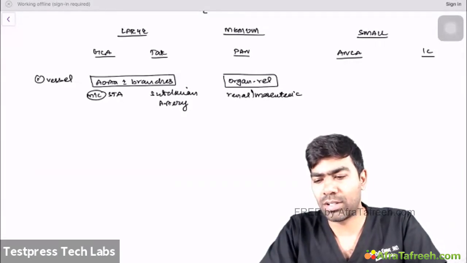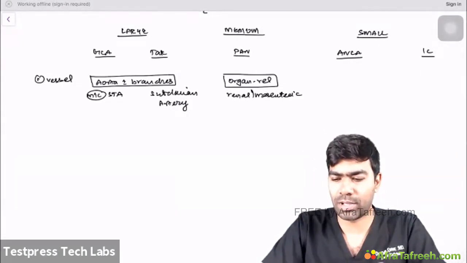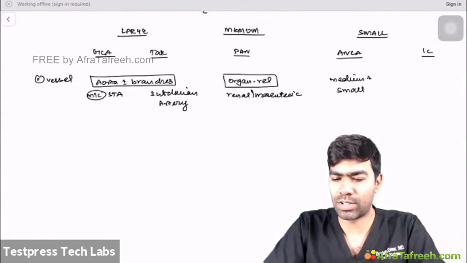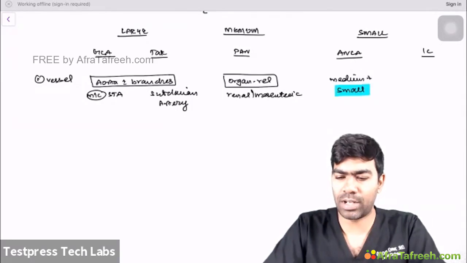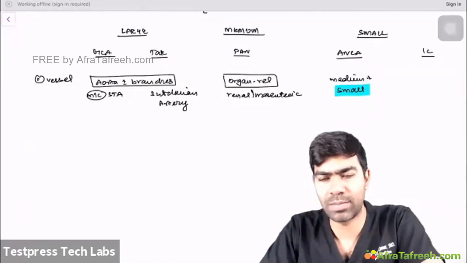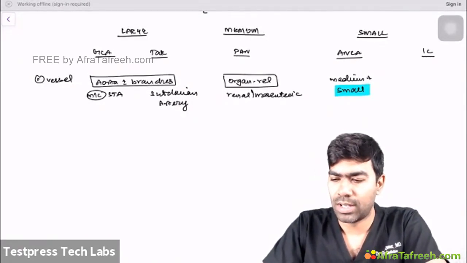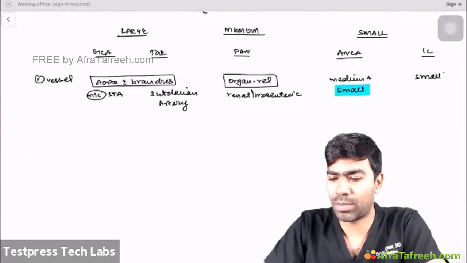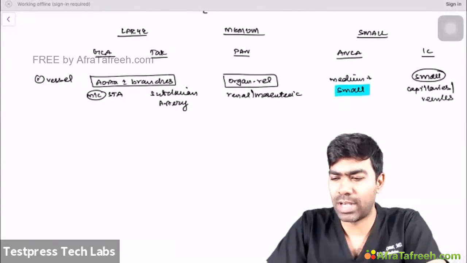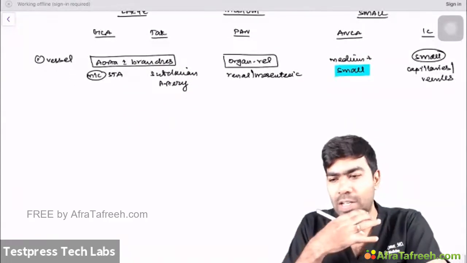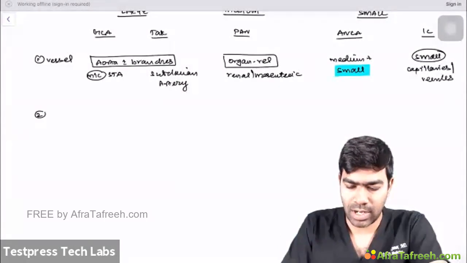As far as ANCA is concerned, ANCA is like an overlap. It can affect medium as well as small vessels. But since it's predominantly concerned with small vessels, it's put under small vessel vasculitis, but it's like an overlap. As far as immune complex vasculitis is concerned, typically they're going to affect small vessels like capillaries, venules, arterioles. So these small vessels are the ones that will be damaged in an immune complex vasculitis. They don't cause any involvement of the larger vessels. And there will be a substantial overlap.